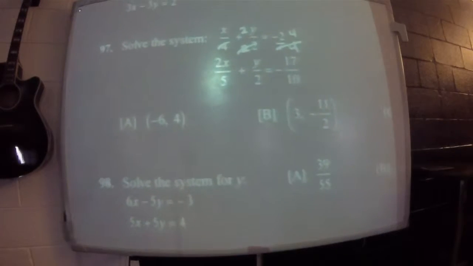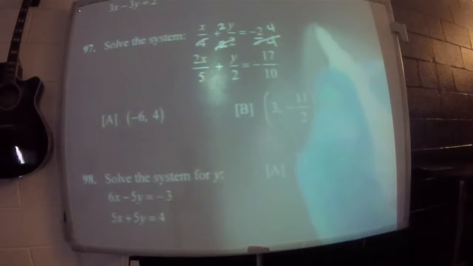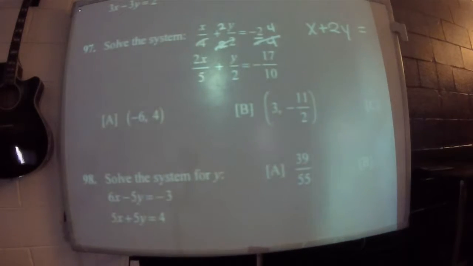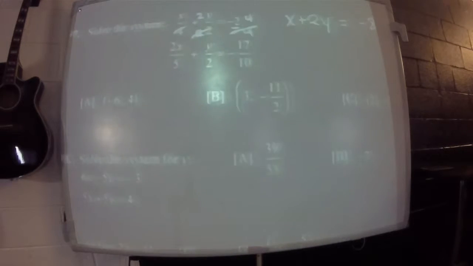So over here to the right, I'm going to write x plus 2y equals, that makes negative 8. All right, now I don't have fractions.